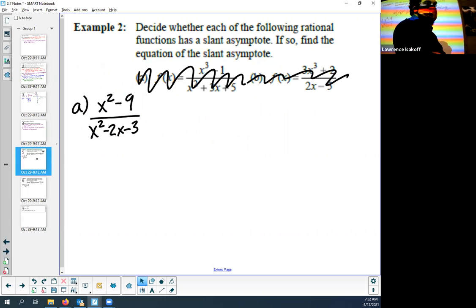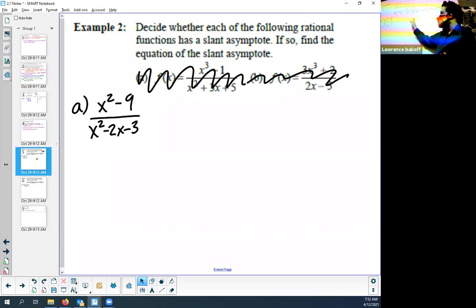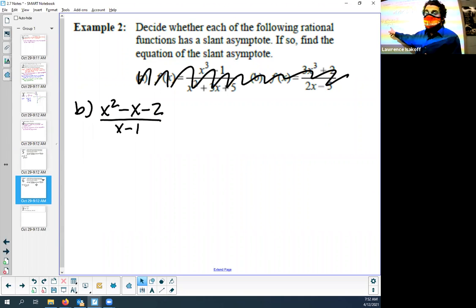So we've got two more examples here. Going to look at graphing this one. I believe this one should have a hole in it. And then we're going to graph this one, which will have a slant asymptote.